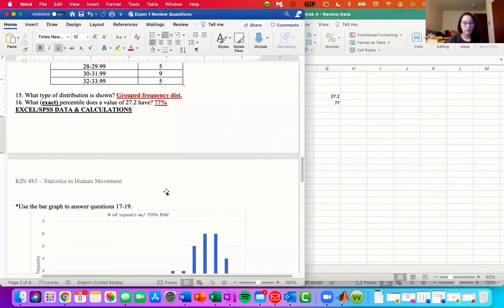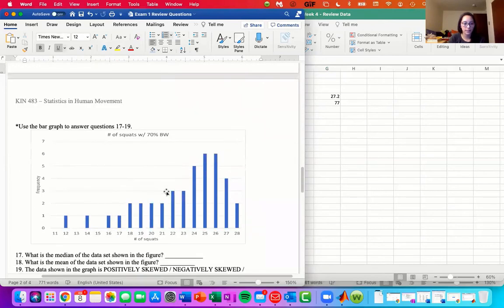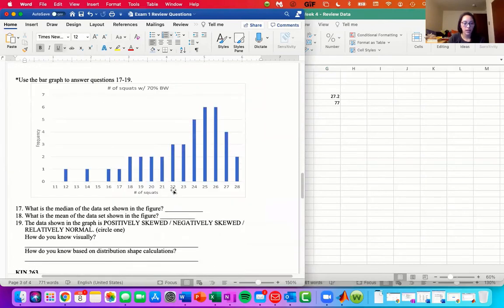Okay. So we can go to our Excel SPSS stuff here. In Excel or on your exam, I'll give you a figure in an Excel sheet. This one, it was just easier to read the numbers here. But one of our questions, or the first one, asks, what is the median of the data set shown in the figure? How would we find that?